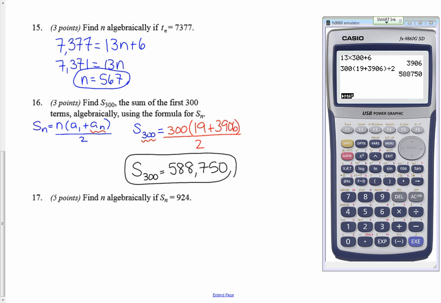So realize if this were going to be on a no calculator part, you could still do this. You would just have to have a little more easy numbers to work with.